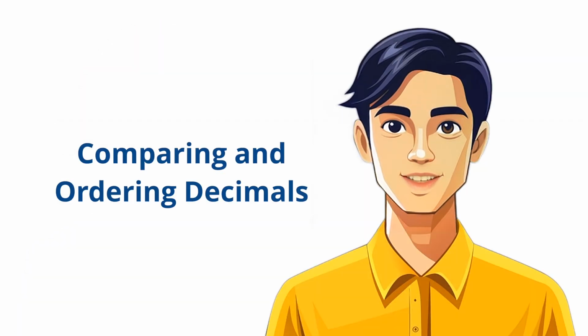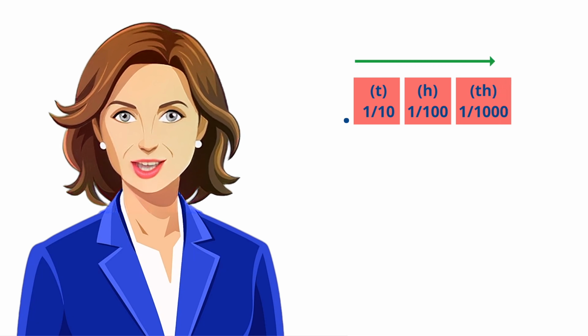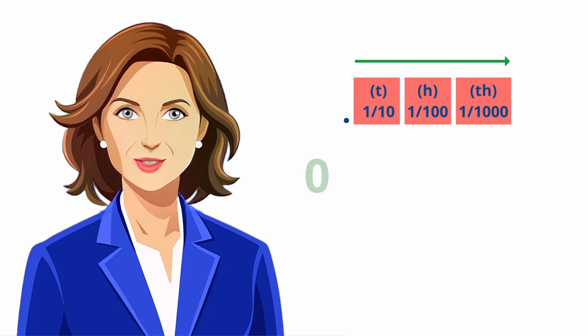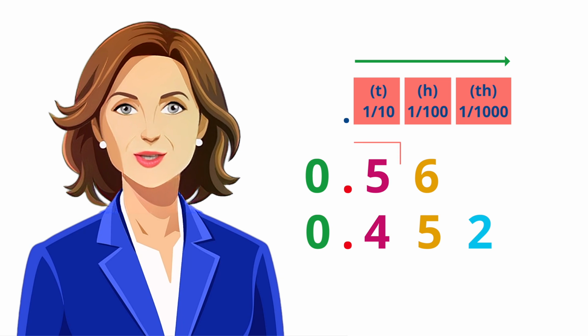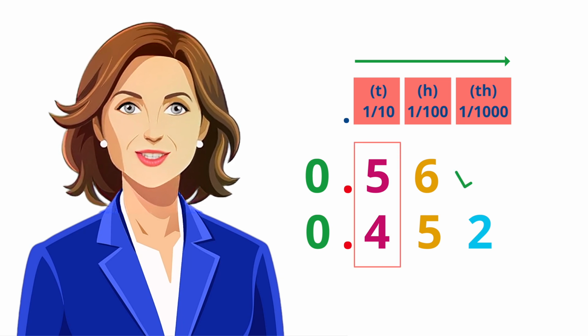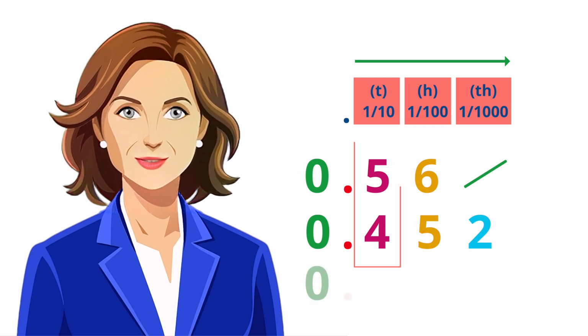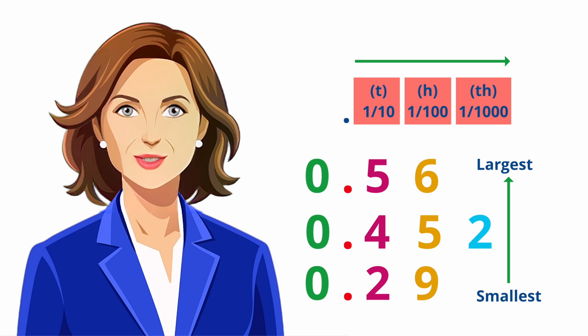How can we compare and order decimal numbers? To compare decimals, line them up by their decimal points and compare digit by digit from left to right. Example, to compare 0.56 and 0.452, start with the tenths place. Since 5 is greater than 4, 0.56 is greater than 0.452. When ordering, arrange them from smallest to largest or vice versa using the same method.